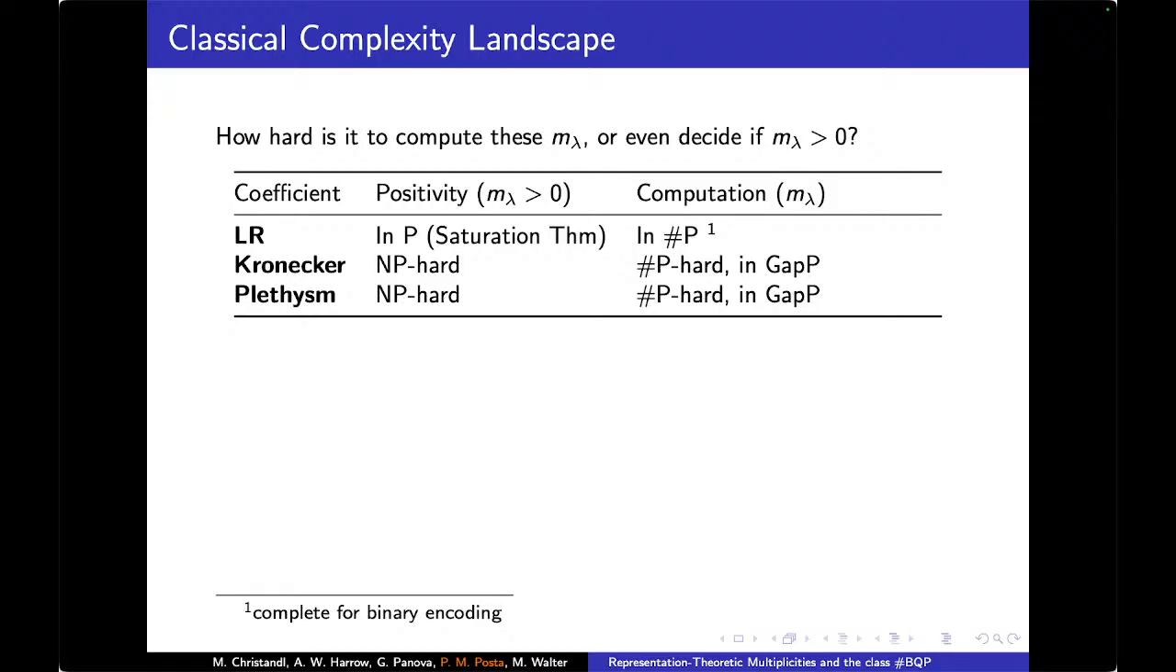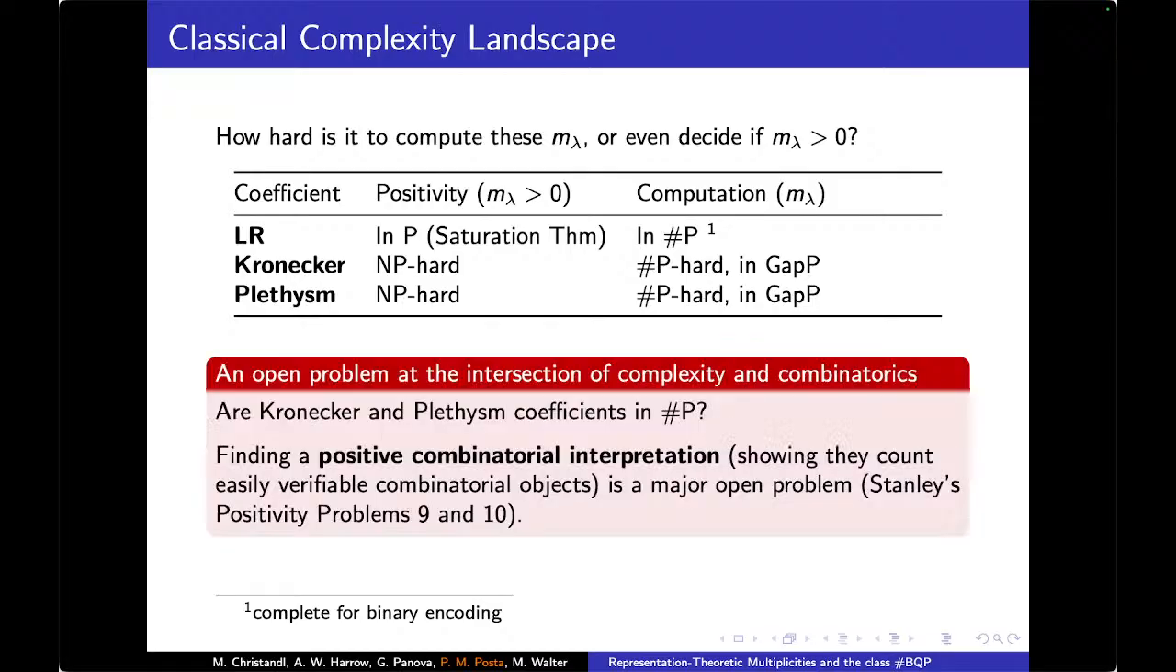And for the computation, the same also holds for the plethysm case. And for the computation, this is also exactly the same. You can prove sharp P hardness, and you can prove their membership in GapP, which is simply the difference of two sharp P functions. But you can't place this in sharp P. And in fact, this is an open problem that we heard about already, and that lies at the intersection of algebraic combinatorics and computational complexity: to put these kinds of coefficients in sharp P.